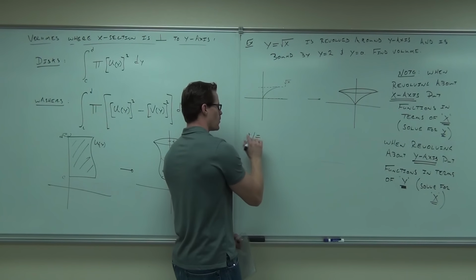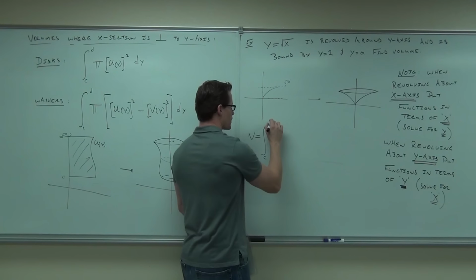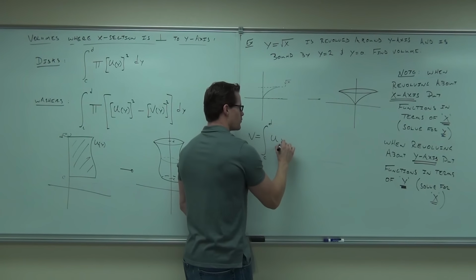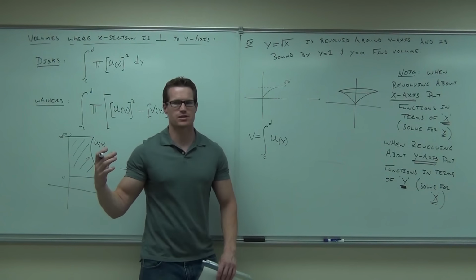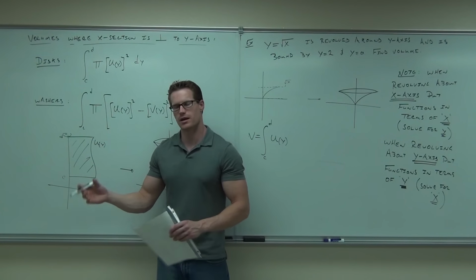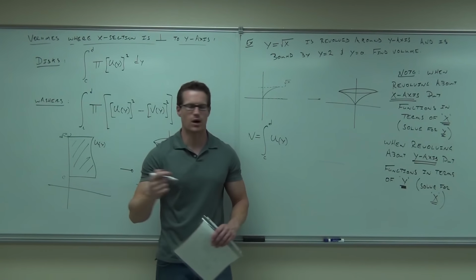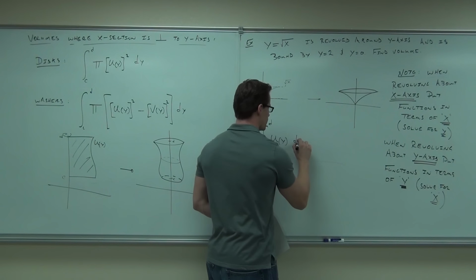Notice that if we're revolving around the y, you're using this thing, you really are. You're going from c to d, u of y. That's why I put u of y over here, guys, so that you'd see it has to be in terms of y, not x. You're going around the y-axis, it's got to be in terms of y, dy.